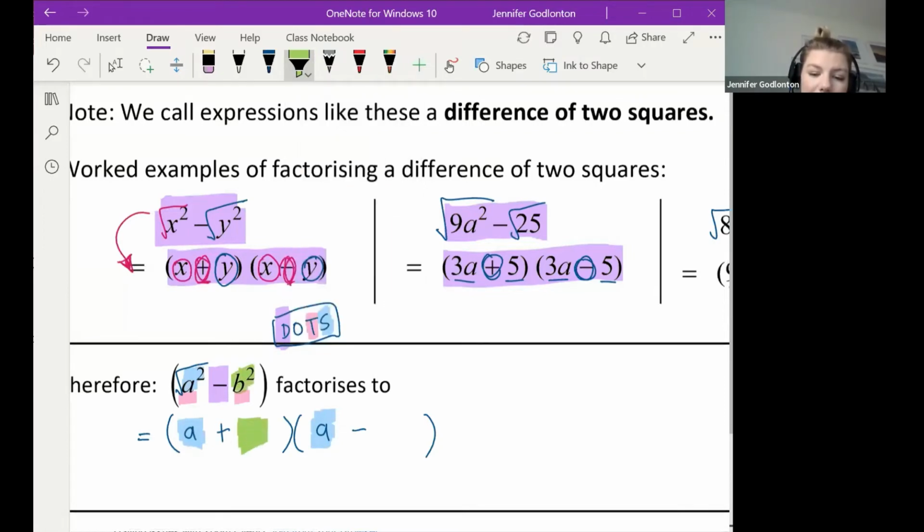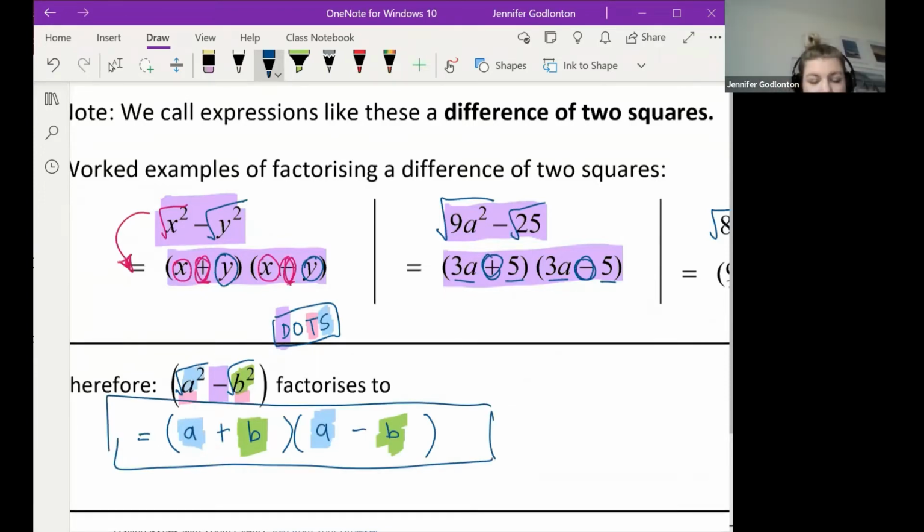Okay. For these two spots over here, we do the same thing. We do the square root of the second one. So the square root of b squared would give me b. So I'm going to have b and b. So when we do difference of two squares, this is what we'll end up getting as our answer. So when we do highest common factor, we do something a little bit different. And when we do difference of two squares, we do this.